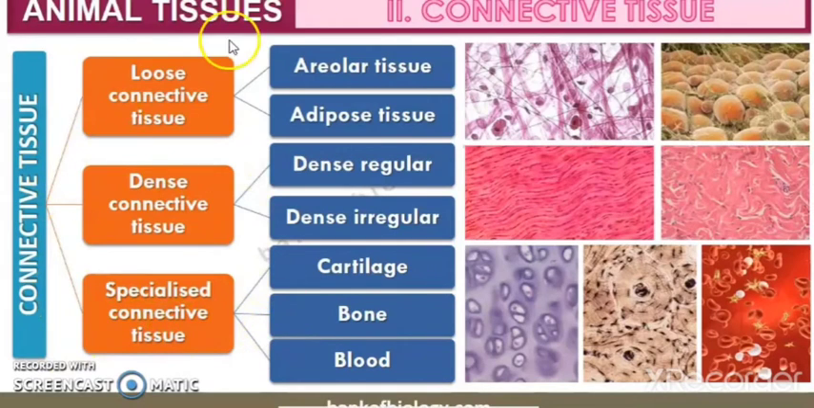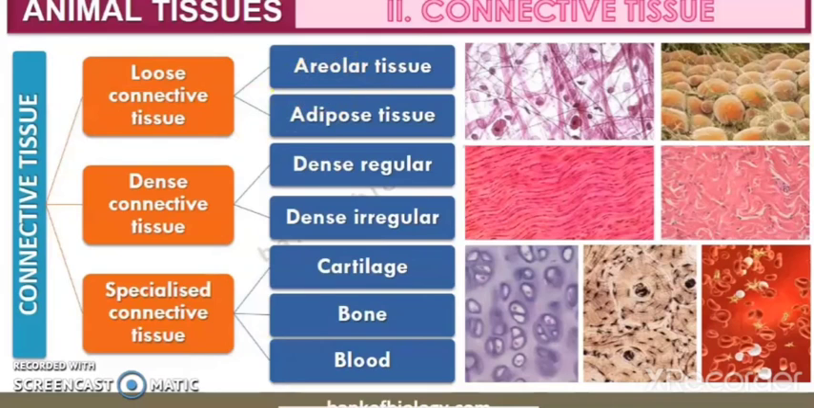So we'll be learning about loose connective tissue in detail, about dense connective tissue, and also specialized connective tissue in detail. Before we learn, we'll just see how loose, dense, and specialized connective tissues are divided into types. Loose connective tissue is of two types.